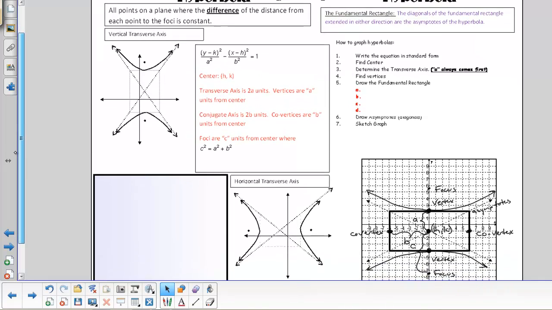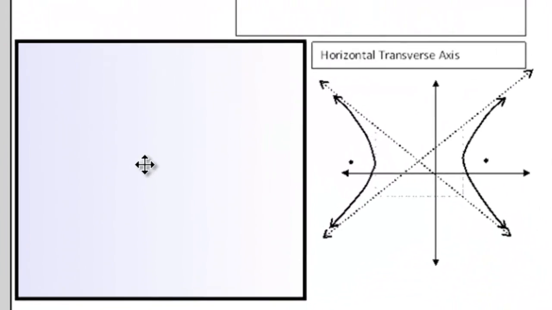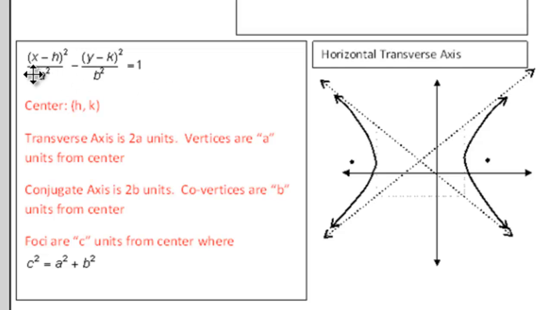Alright, your horizontal transverse axis is here. Notice x comes first instead of y. All of that is still constant. It's something that doesn't change. The only thing that really does change is the difference between x and y.